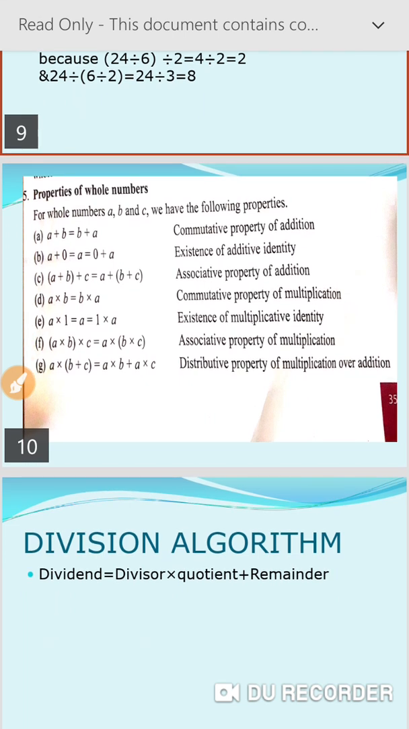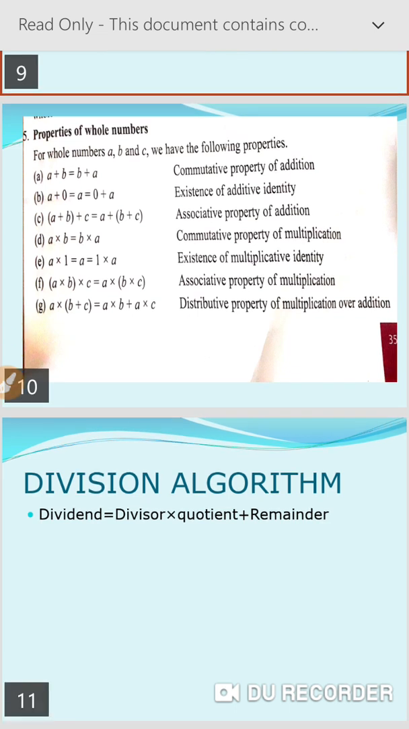Commutative property: add in any order. Existence of the additive identity: if 0 is added to a number, the answer will remain the same. Associative property: do grouping in any case, you'll get the same answer. Commutative property of multiplication: multiply in any order, you'll get the same answer. Existence of the multiplicative identity: if you multiply a number by 1, you'll get the same answer. Then the associative property of multiplication: do grouping in any case, you'll get the same answer.